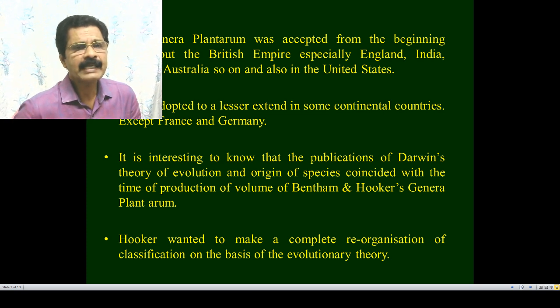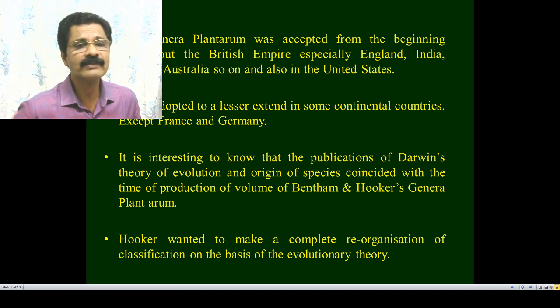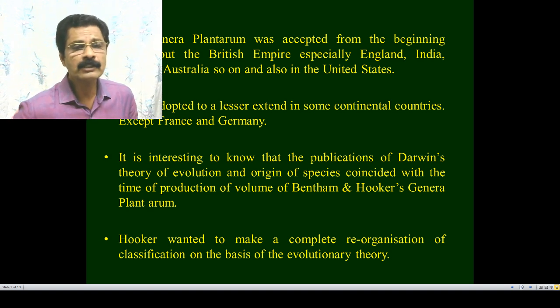The Genera Plantarum was accepted from the beginning throughout the British Empire, especially England, India, Canada, Australia, and also in the United States. It was adopted to a lesser extent in some continental countries except France and Germany. It is interesting to note that the publication of Darwin's theory of evolution and Origin of Species coincided with the time of production of the volumes of Bentham and Hooker's Genera Plantarum.